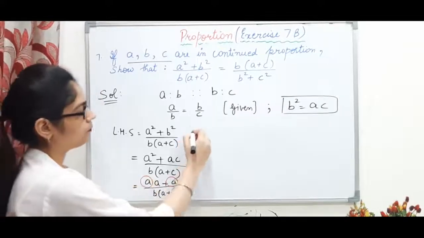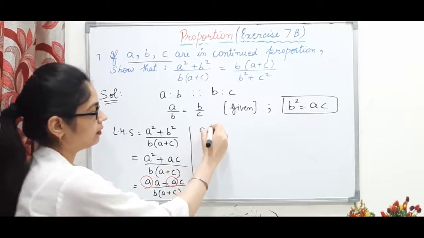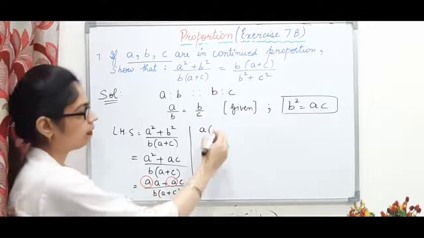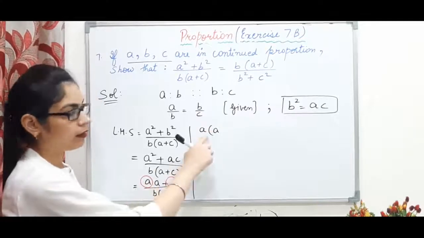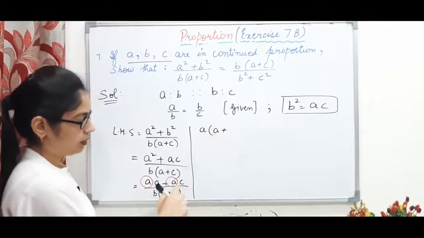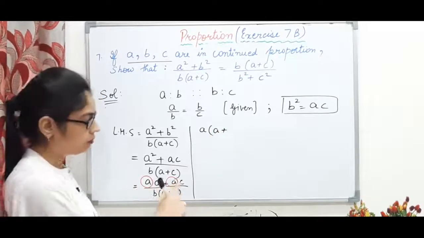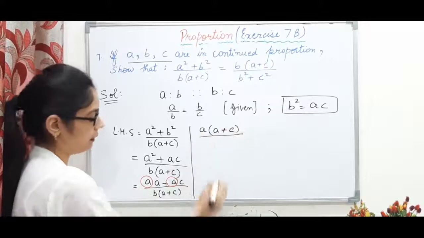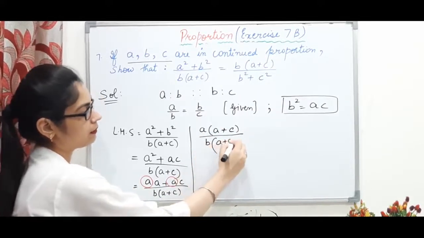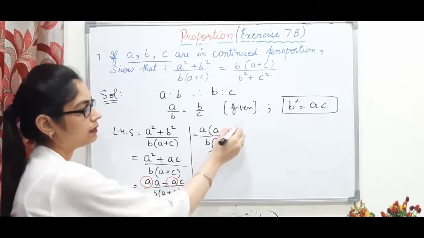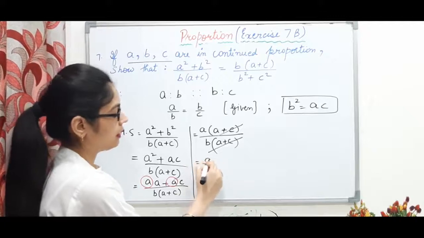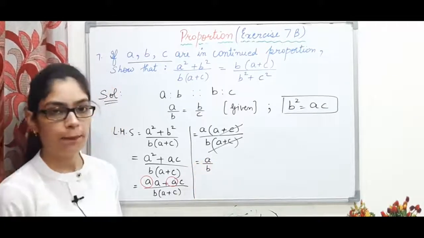So this a, I will take it out, and the remaining terms I will write as it is: one a I have taken out, so the other a is there, plus c, so a plus c, by b into (a plus c). Now a plus c and a plus c are the same terms, they will get cancelled, so we are left with a by b.